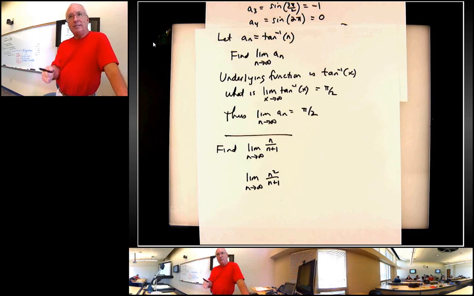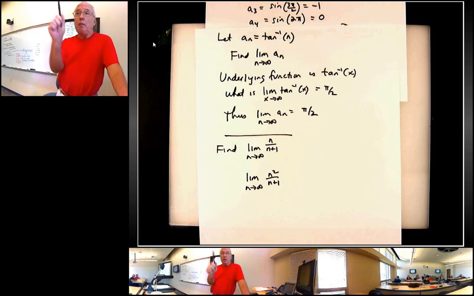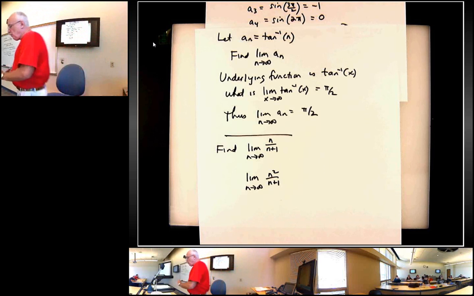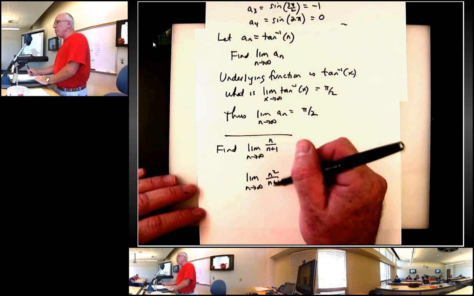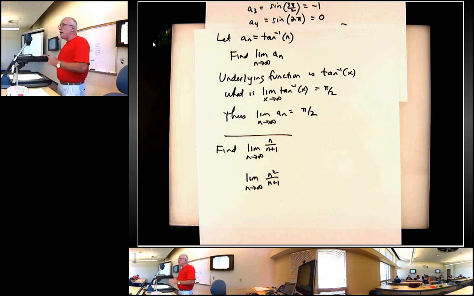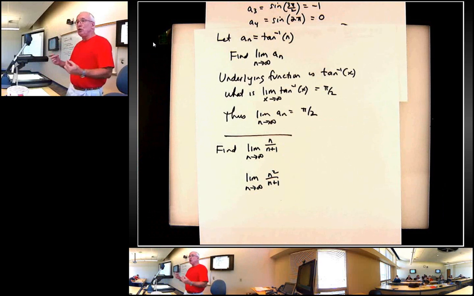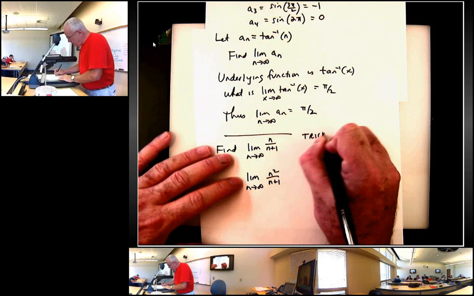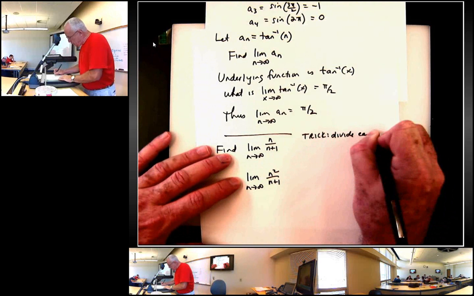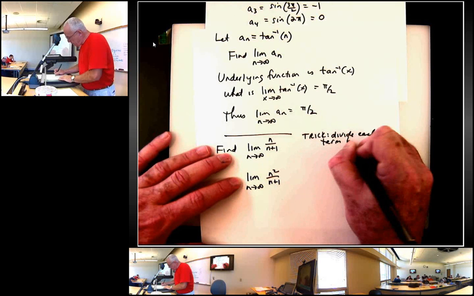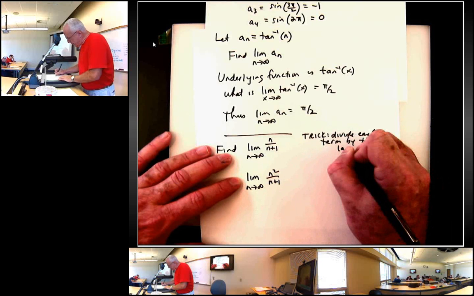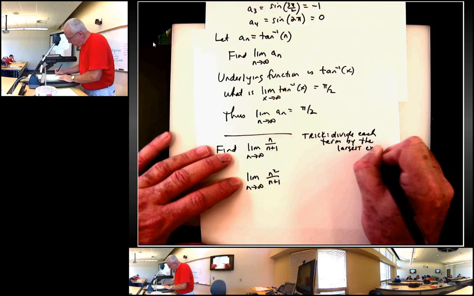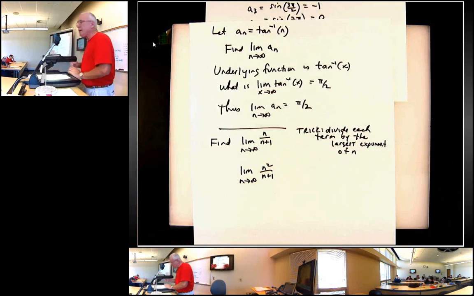Well, I knew somebody was going to say that, and I'm glad you did. But there's an easier way. We could do that, but for this case, there's an easier way to do this. For these kinds of things where we just have a polynomial divided by a polynomial, the trick is divide each term by the highest exponent of n. So this is the trick. Divide each term by the largest exponent of n.